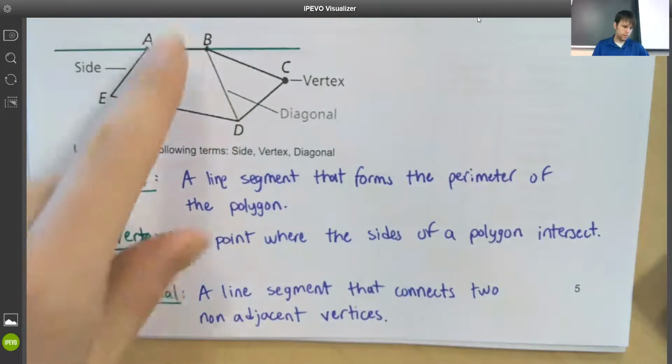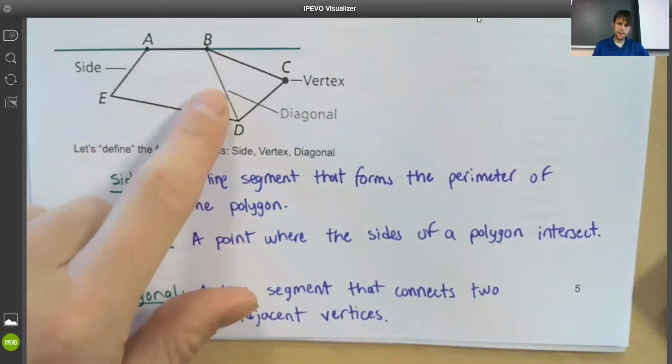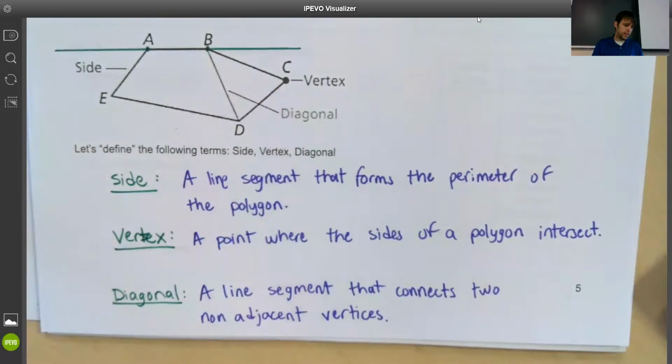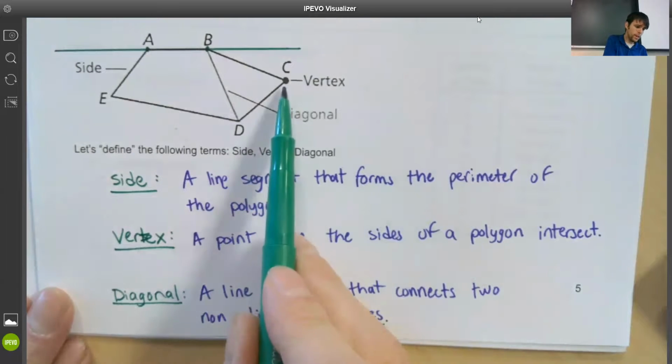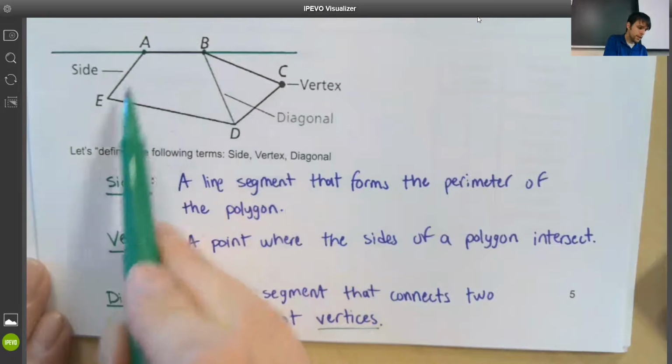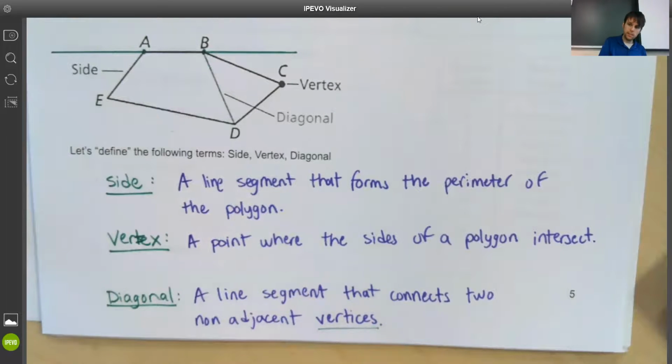Sides are simply line segments. Oops, I accidentally went over that. That's not a side, that's a diagonal. A vertex, or the plural of that is vertices. You see it right here, vertices. That's the plural form of this. So a vertex is a point where the sides of a polygon intersect. These are all points. You may not see a dot represented there, but where they intersect, oftentimes we'll label that with a letter if needed to represent it being a point.